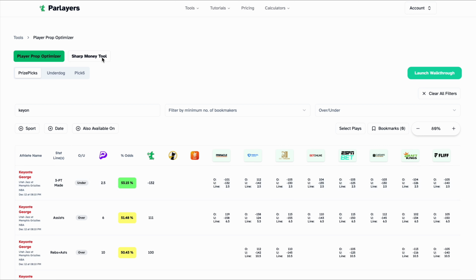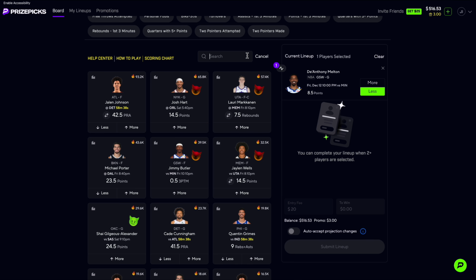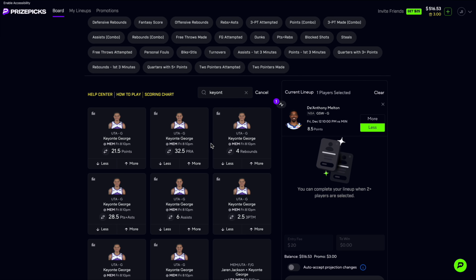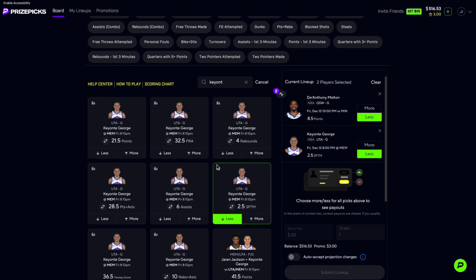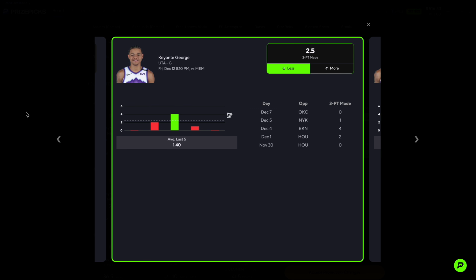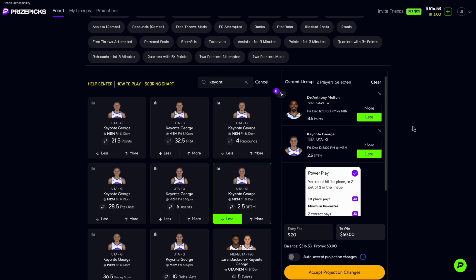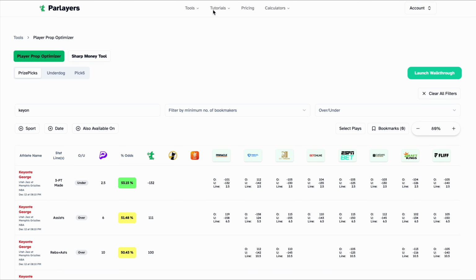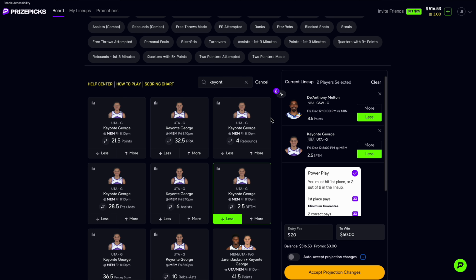So D'Anthony Melton, 8.5 points under. We got Keontae George, surprisingly 2.5 3-pointers made still on the board, and you see his last 5, very promising if you even care about that. Again, this tool is going to get our final say if we run it in the slip. So Melton, again, high plus line on his over according to Prizepicks. Same deal with Keontae George, and they have good juice going to their under. So this is what we're going to want to start with.